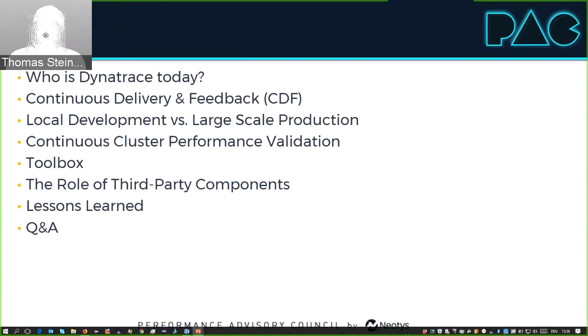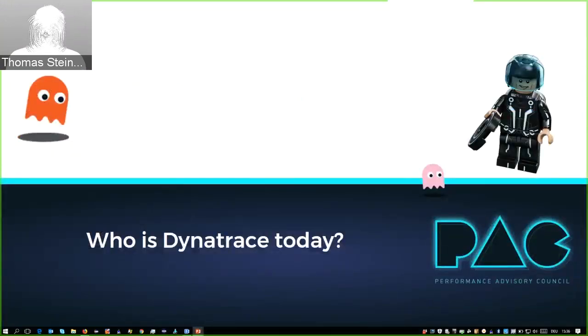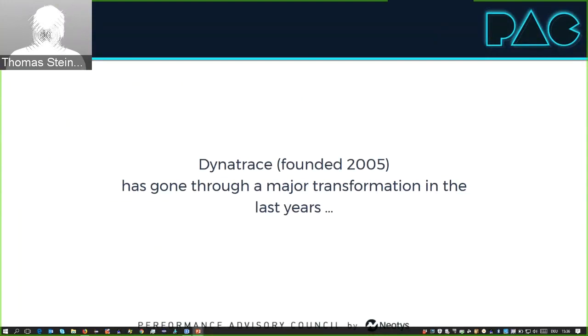So the first thing is really about Dynatrace. Dynatrace was founded in 2005. Most likely you know the old Dynatrace product, the Dynatrace AppMon, how is it called now? Very pure path-centric view and so on. But a few years ago, we determined that we need to shift somehow. So we also went through a major transformation in the last year.